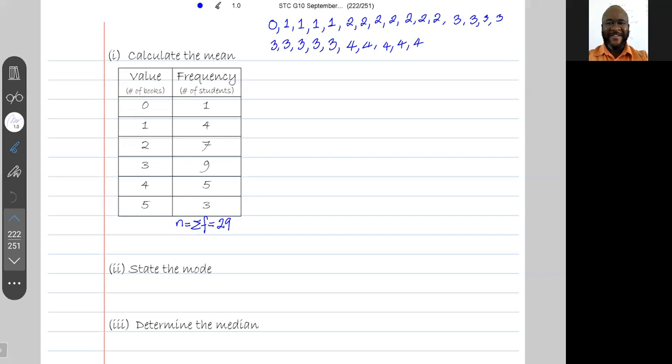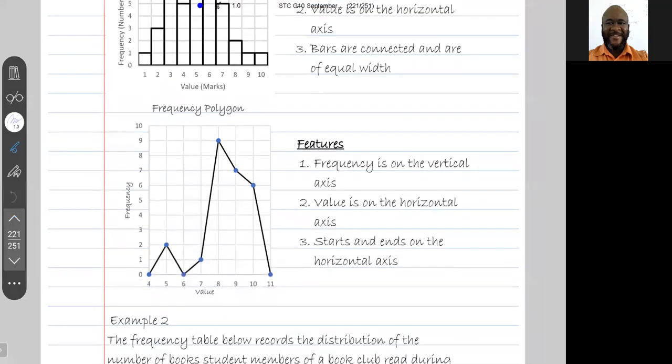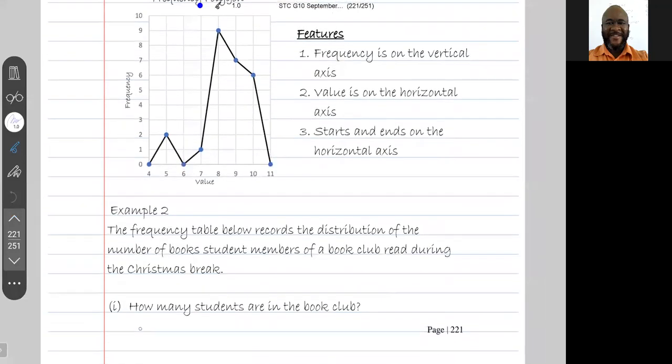So to answer, I would say number of students N is equal to the sum of the frequency is equal to 29. There are 29 students. Moving on.